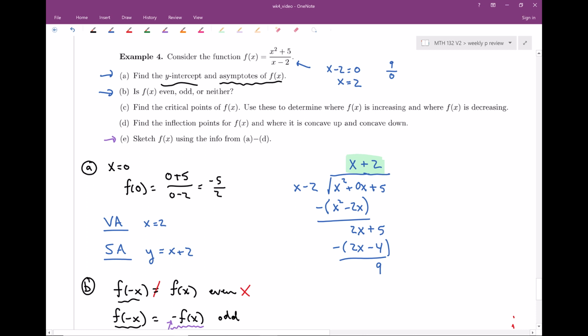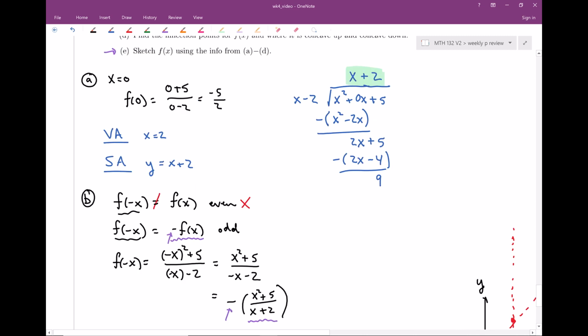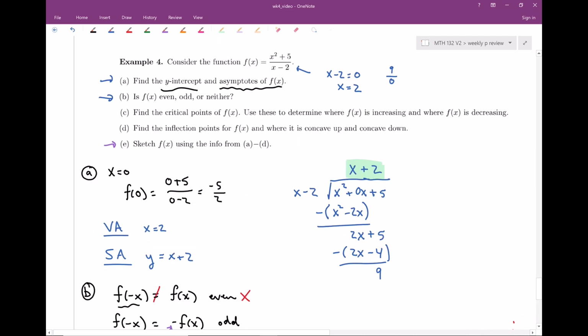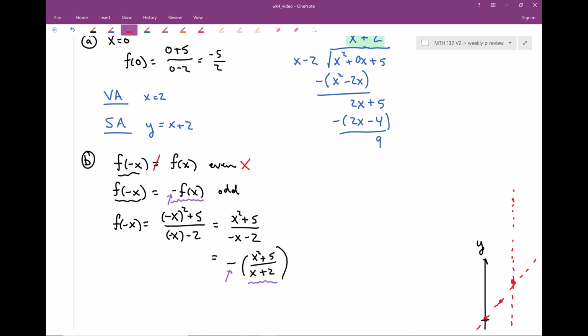Again, the numerator looks good. x squared plus 5, down here x squared plus 5. This is perfectly lining up. How about the denominator? Here we have x plus 2. Here we have x minus 2. Darn it. So close. So the claim is this is not even and it is not odd. When you explore f of negative x, this is not the function and it's not the opposite of the function.